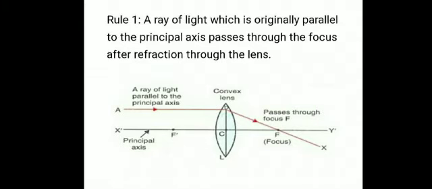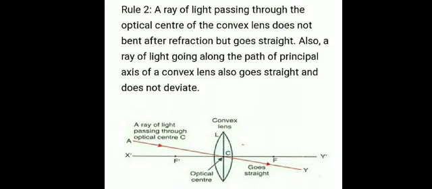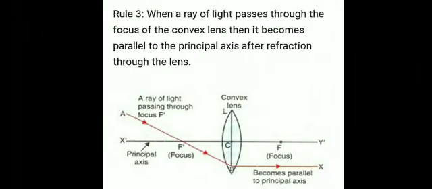According to second rule, a ray of light passing through optical center of the lens goes straight and emerges without any deviation. And according to third rule, a ray of light passing through the focus after refraction becomes parallel to the principal axis. So students, let's place these rules to draw a ray diagram and obtain an image.